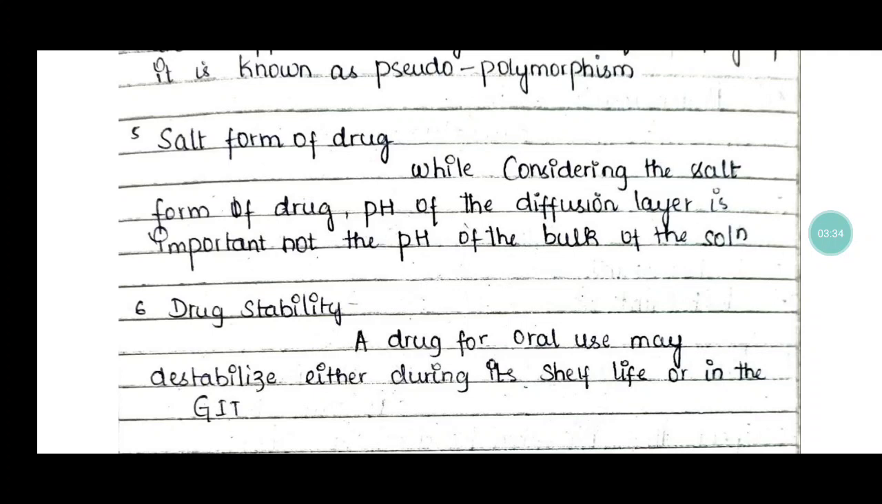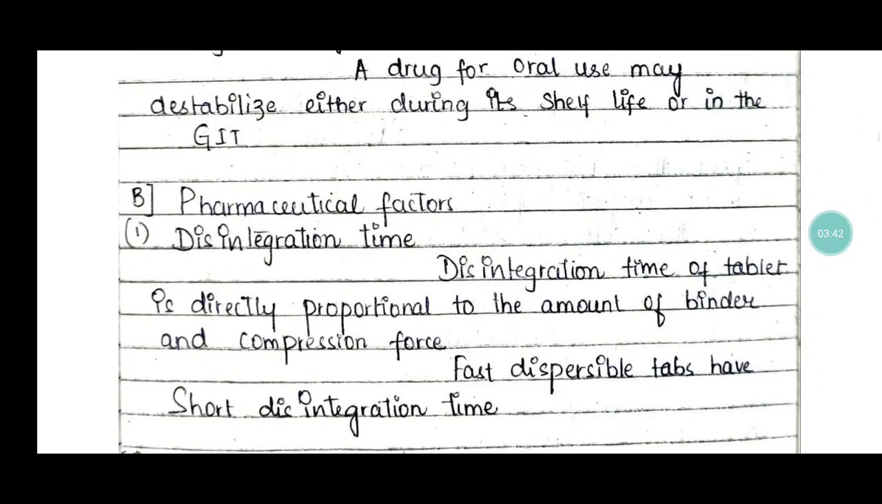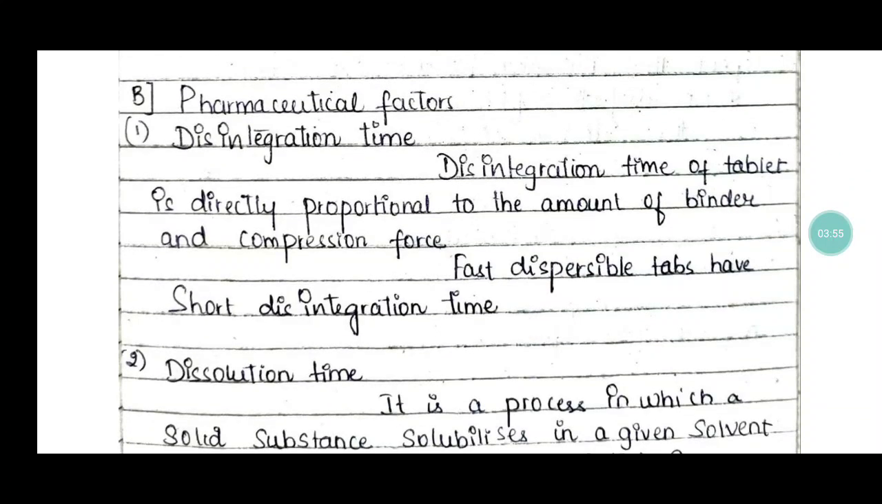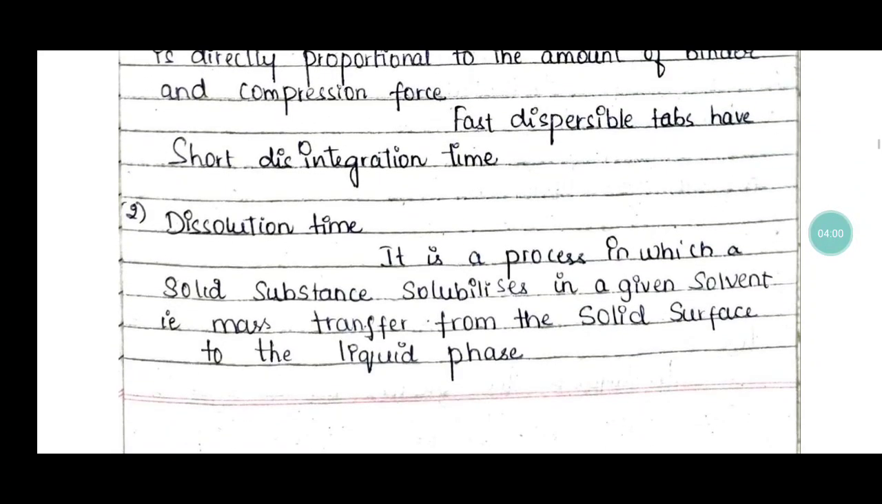A drug for oral use may destabilize either in its shelf life or in the gastrointestinal tract. So B, that is pharmaceutical factors, disintegration time. The disintegration time for a tablet is directly proportional to the amount of the binder and the compression force. So fast dispersible tablets have shorter disintegration time. Dissolution time: it is a process in which a solid substance solubilizes in a given solvent, that is, mass transfer from the solid surface to the liquid phase.